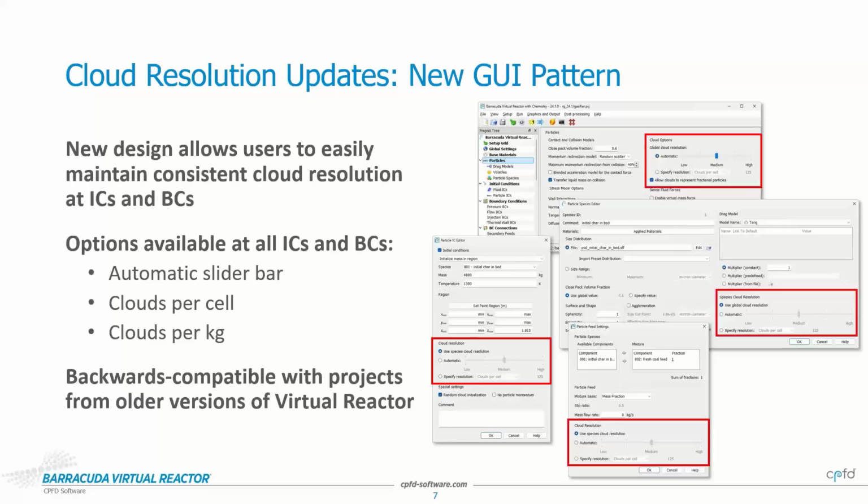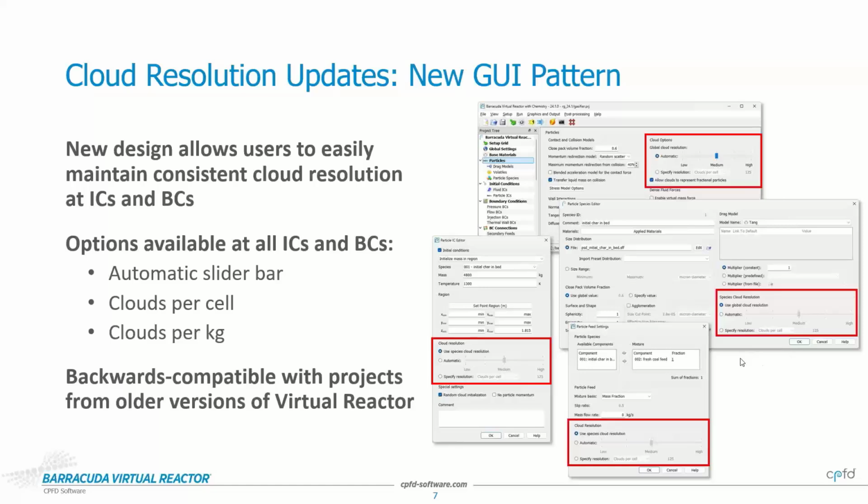For new projects created in version 24.1, the default setting for cloud resolution is a slider bar level of medium at the global level. This value corresponds to 125 clouds per cell, which I'll discuss in more detail on the next slide. Additionally, this setting is inherited by all particle species, ICs, and BCs by default. I'll cover this new inheritance capability in more detail as well.